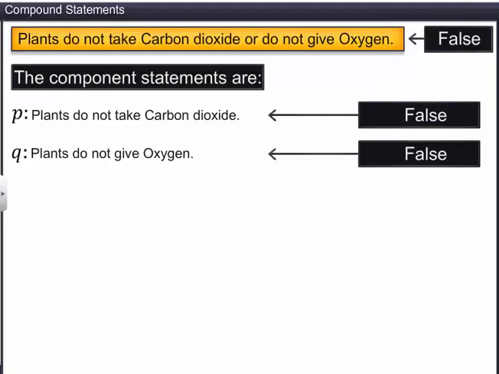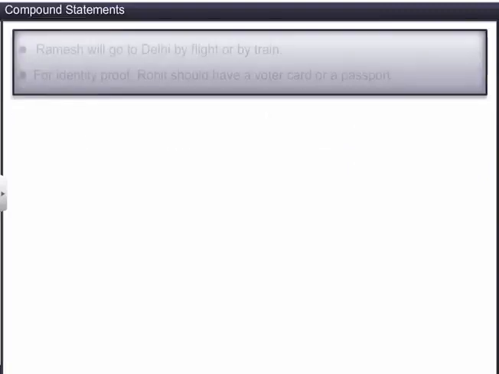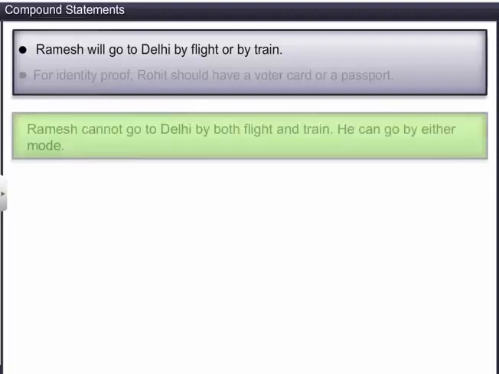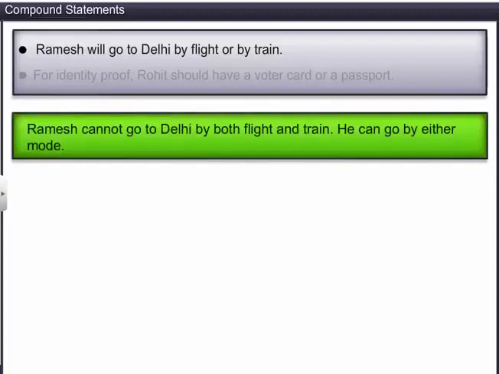The connective OR in a compound statement can be either exclusive or inclusive. Let's first consider the statement, Ramesh will go to Delhi by flight or by train. In this case, Ramesh cannot go to Delhi by both flight and train. He can go by either mode. If he travels by one, he cannot travel by the other at a given time. In such sentences, OR is exclusive.